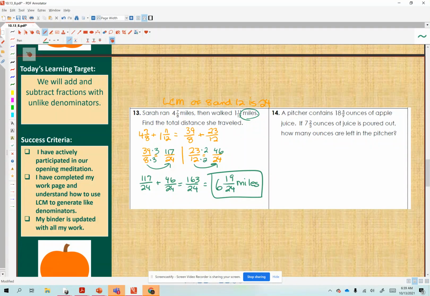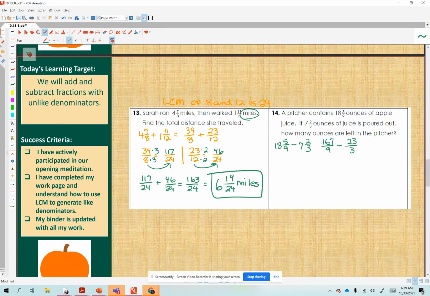So now a pitcher contains 18 and 5/9 ounces of apple juice. If 7 and 2/3 ounces is poured out, how many ounces are left? So this is a subtraction problem. 18 and 5/9 minus 7 and 2/3. And let's convert to improper fractions. 18 times 9 plus 5 is 167 over 9. Minus 7 times 3 is 21, plus 2 is 23 thirds.